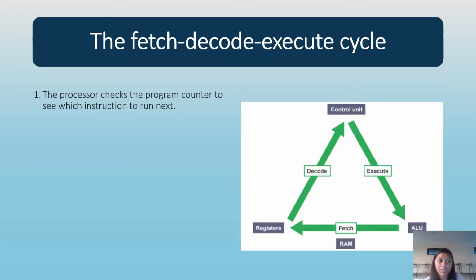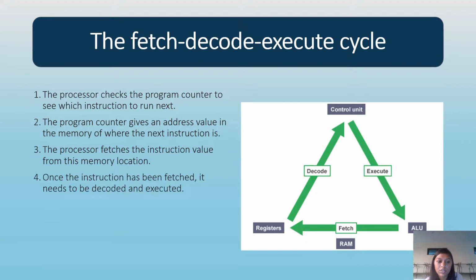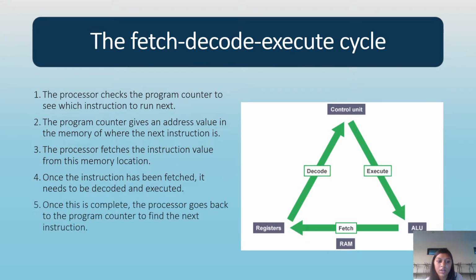In this cycle, the first step is the processor checks the program counter to see which instruction to run next. And the program counter gives an address value in the memory of where the next instruction is. Then the processor fetches the instruction value from this memory location. Then once the instruction has been fetched, it needs to be decoded and executed. Once this is complete, the processor goes back to the program counter to find the next instruction, and then the cycle is repeated until the program ends.